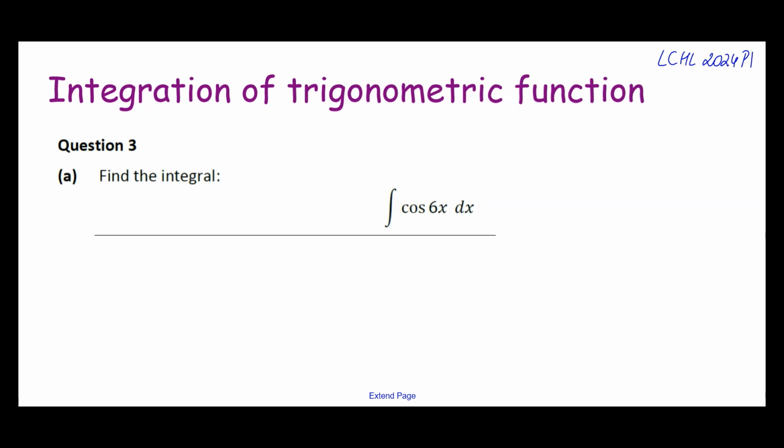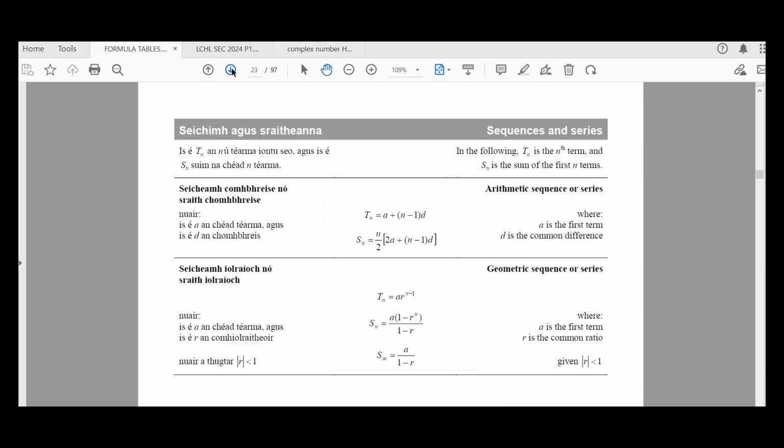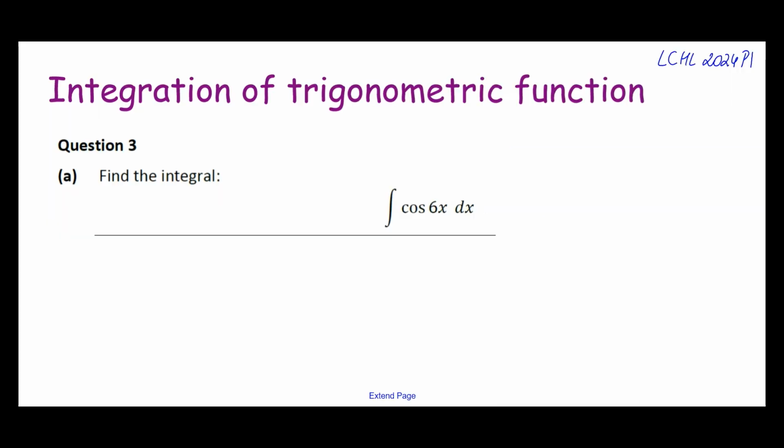In our table, when we are looking at the formula for integration, let's have a look. Where is our table? Let's quickly go to our integration. There it is, page 26. We have cos of x that becomes sin of x. The problem we are having here is that we don't have just cos of x. We have cos 6x. So there is a number beside x.